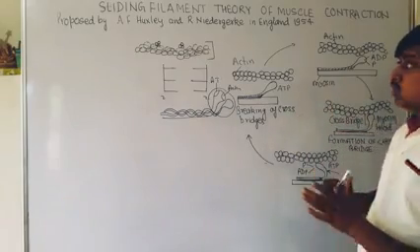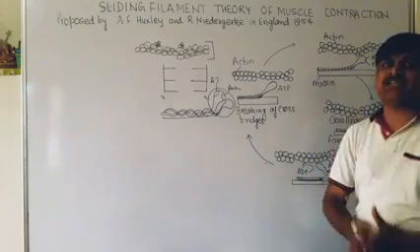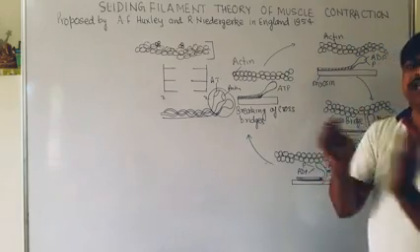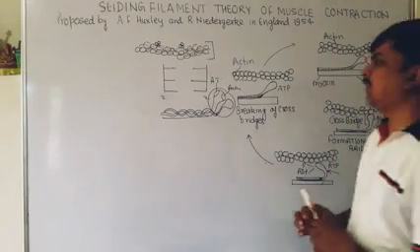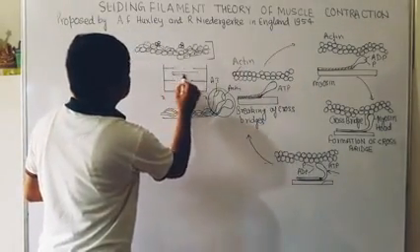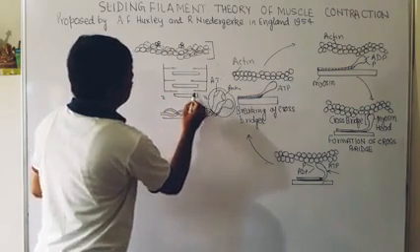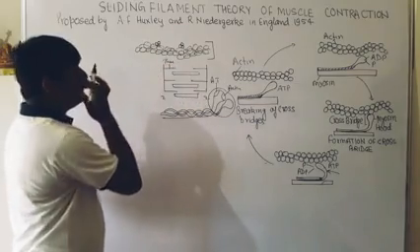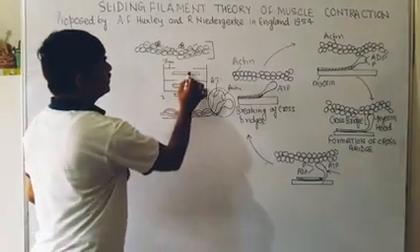Clear? So the sliding filament theory of muscle contraction. Clear? It is due to the sliding of the thin filament over the thick filament. Clear? Here you can see this is the thick filament. These are the thick filaments. Clear? And this is the thin filament, or you can say the isotropic band. Clear? And this is the thick filament.